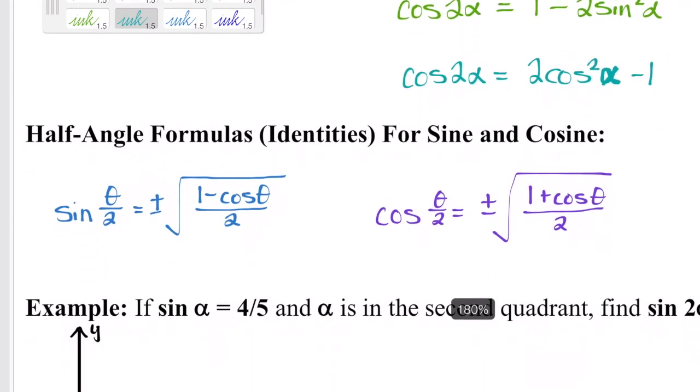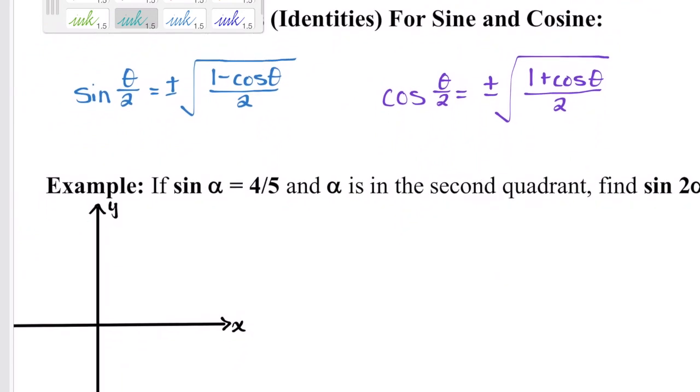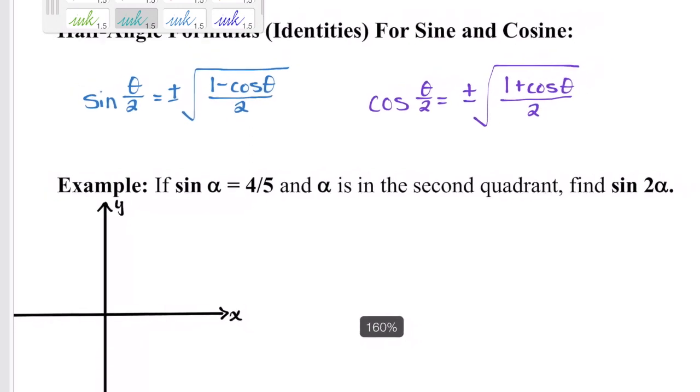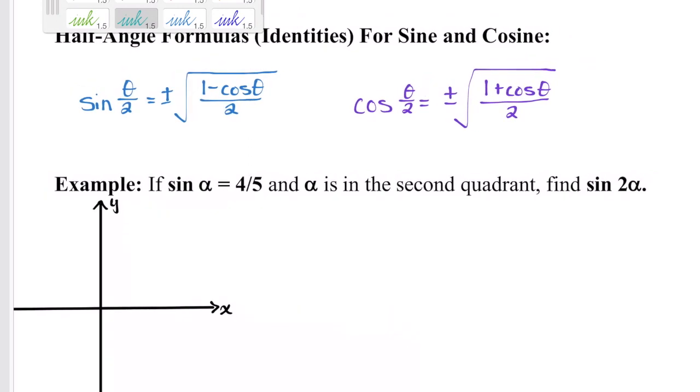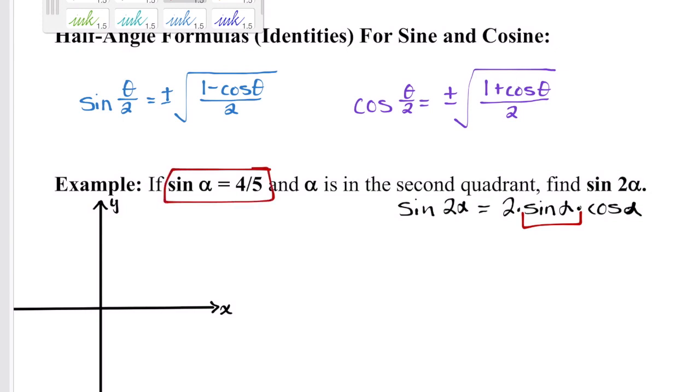So for this first one, they're asking if sine of our angle is equal to 4 over 5 and is in the second quadrant, we need to find the sine of double that angle. So I want to recall the formula for sine of 2 times our alpha. That is equal to 2 times sine of the alpha times cosine of the alpha. So they've already given me the sine of the alpha is, sorry, not 4/5, 4 over 5.